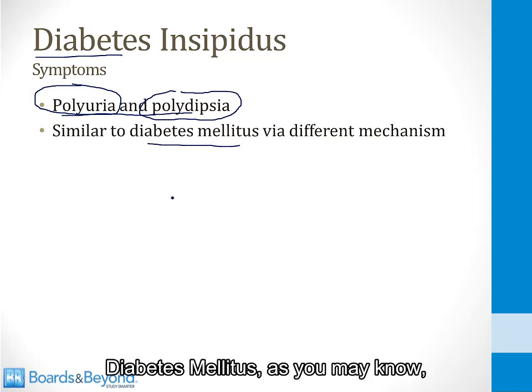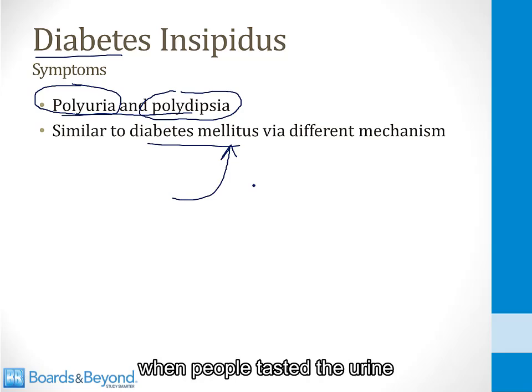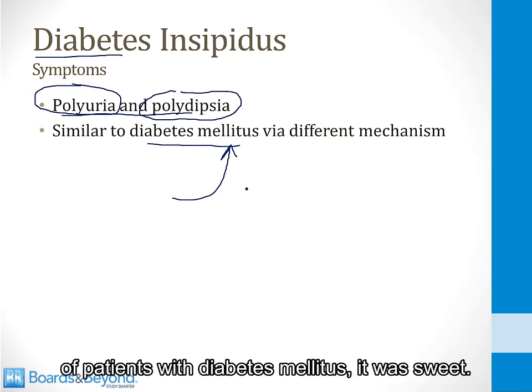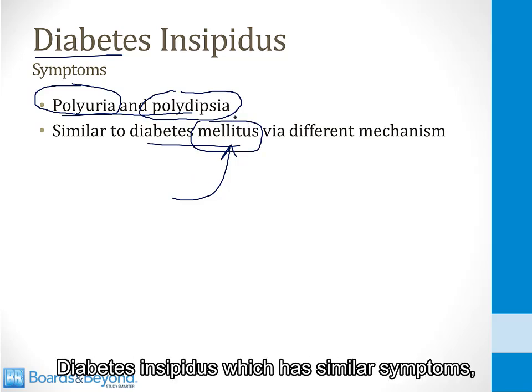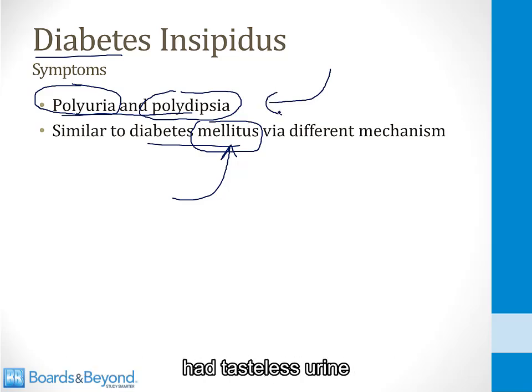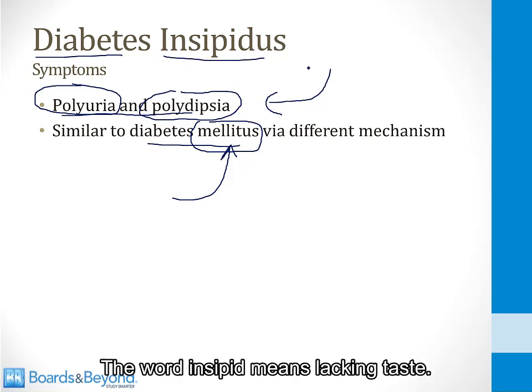Diabetes mellitus, as you may know, is caused by glucose in the urine. And years ago, when people tasted the urine of patients with diabetes mellitus, it was sweet. Therefore, they named it diabetes mellitus. The word mellitus means sweet. Diabetes insipidus, which has similar symptoms, although a completely different mechanism, had tasteless urine, and therefore it was called diabetes insipidus. The word insipid means lacking taste.